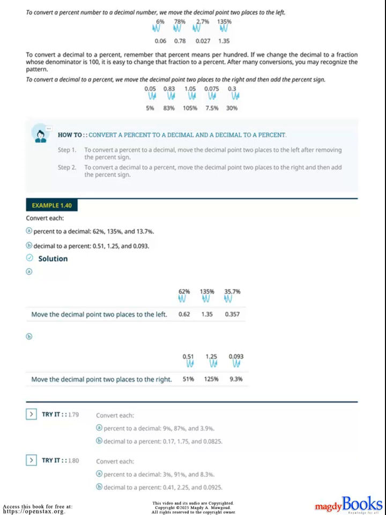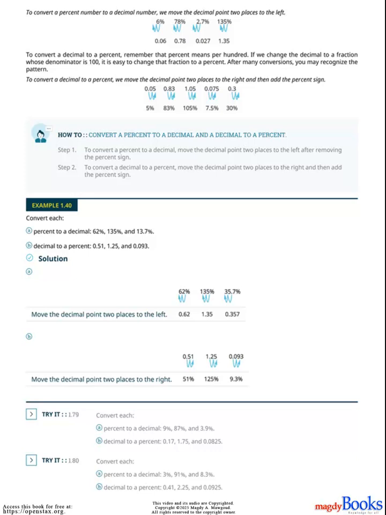Example 1.40. Convert each. A. Percent to a decimal: 62%, 135%, and 13.7%. B. Decimal to a percent: 0.51, 1.25, and 0.093. Solution. A. 62%, 135%, 13.7%. Move the decimal point 2 places to the left. 0.62, 1.35, 0.137.